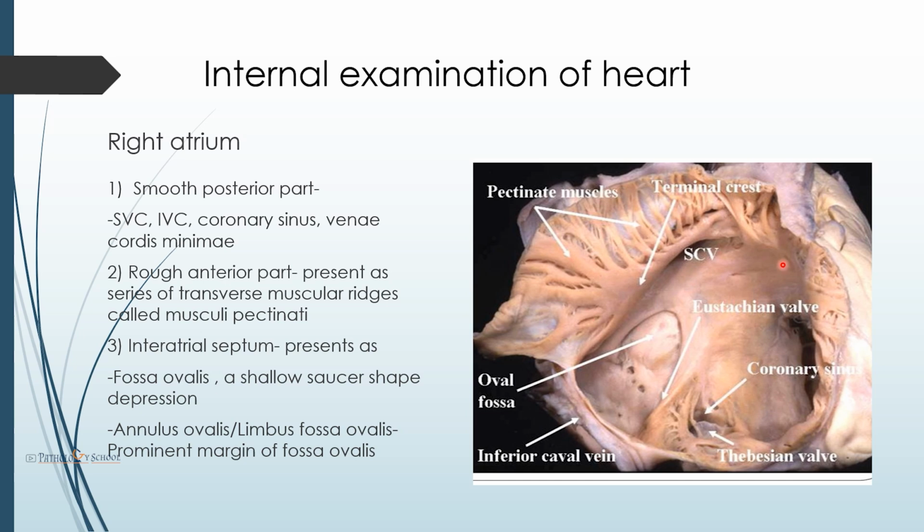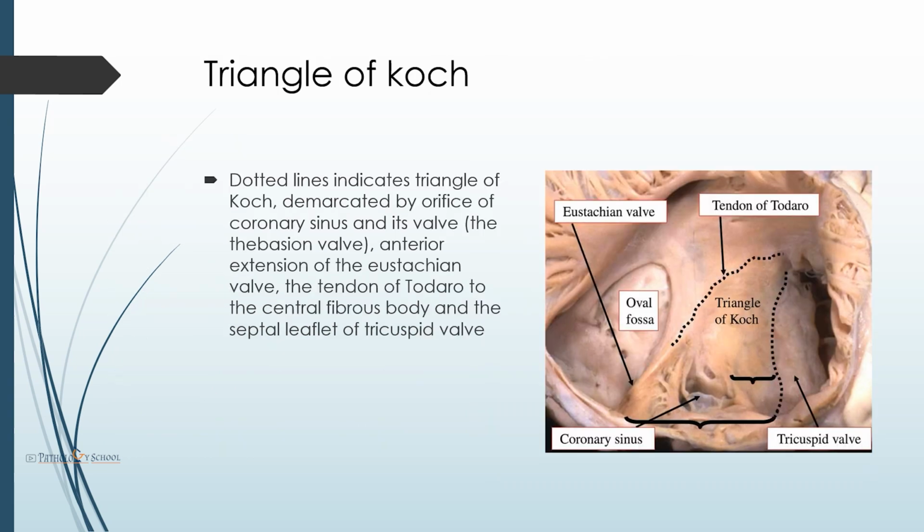The interatrial septum presents the fossa ovalis, a saucer-shaped depression. The annulus ovalis or limbus fossa ovalis is the prominent margin of the fossa ovalis. Triangle of Koch. The dotted line indicates the triangle of Koch, demarcated by the orifice of the coronary sinus and its valve, the Thebesian valve, the anterior extension of the Eustachian valve, the tendon of Todaro to the central fibrous body, and the septal tricuspid leaflet.